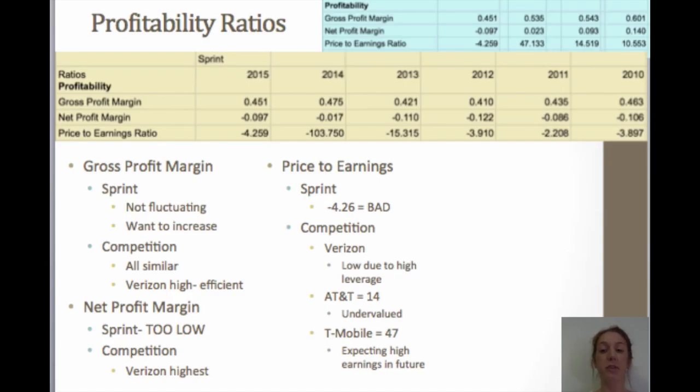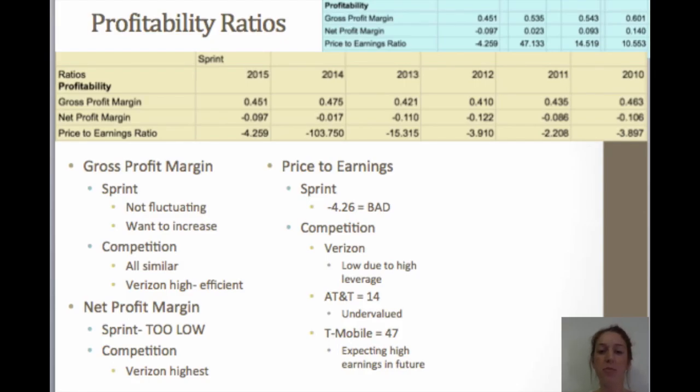Verizon had the greatest gross profit margin at 0.6, so 60%. AT&T and T-Mobile's were both around 0.5. All four major companies were close in this margin. Verizon might have had a higher gross profit margin because it's larger and more efficient.